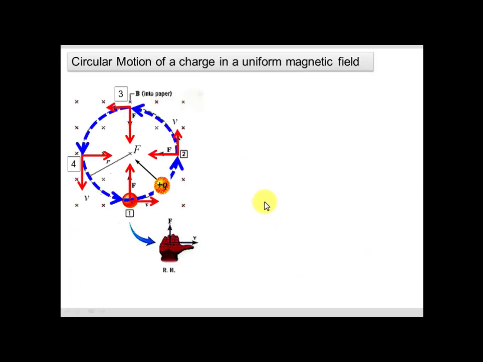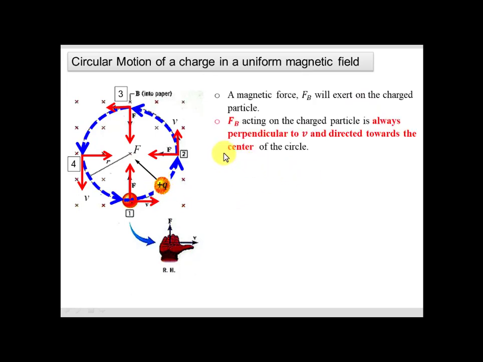Okay, let's take a look at the motion of a charge in a uniform magnetic field. This is for the positively charged case. A magnetic force will be exerted on a charged particle. For example, this is the positive charge. F of B acting on the charged particle is always perpendicular to V.